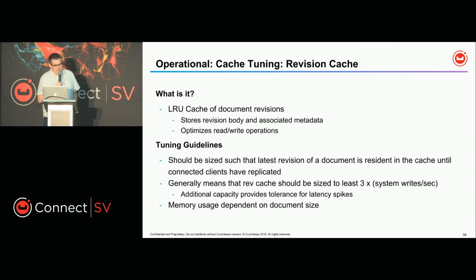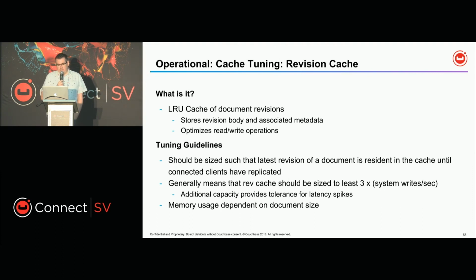So let's talk first about the revision cache. The revision cache is just an LRU cache of recent document revisions. It stores the revision body and is primarily around optimizing read and write operations. So on a request for a document, Sync Gateway isn't having to go and do a KV operation against Couchbase Server to retrieve the doc. It's just serving it from its cache.